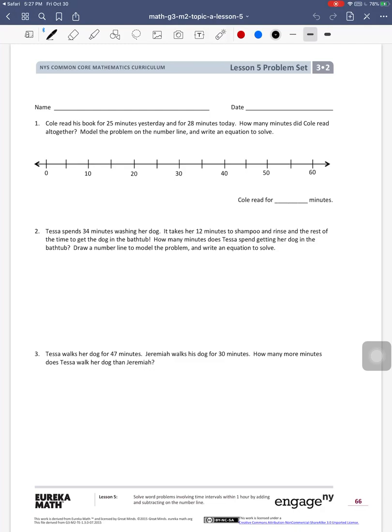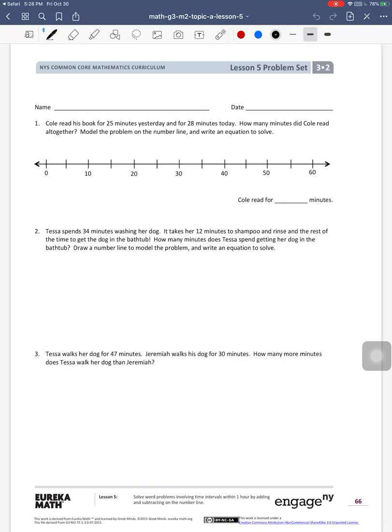Number 1. Cole read his book for 25 minutes yesterday and for 28 minutes today. How many minutes did Cole read altogether? Model the problem on the number line and write the equation to solve.